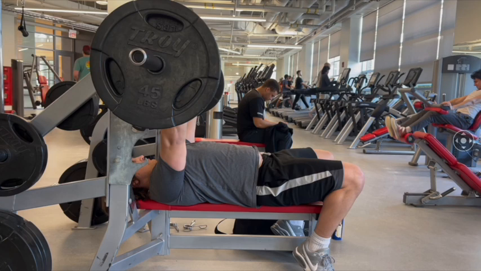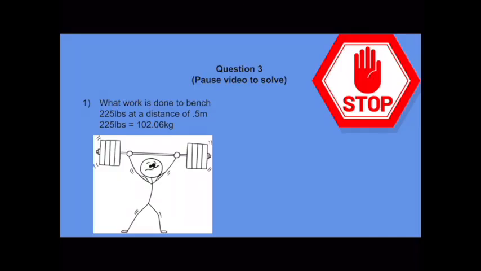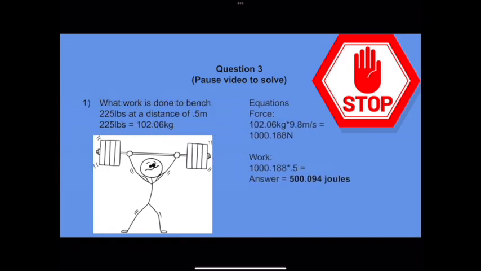Now, using the equation for force and for work, pause the video and solve what work is done to bench 225 pounds or 102.06 kilograms, a distance of 0.5 meters. If you got a value of 1,000 newtons for the force and then use that in the equation for work, you should have gotten 500 joules of work.